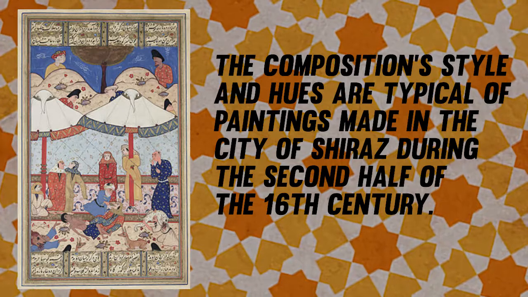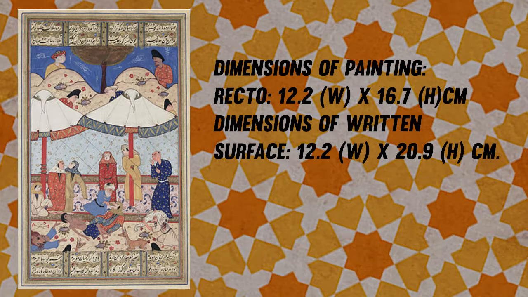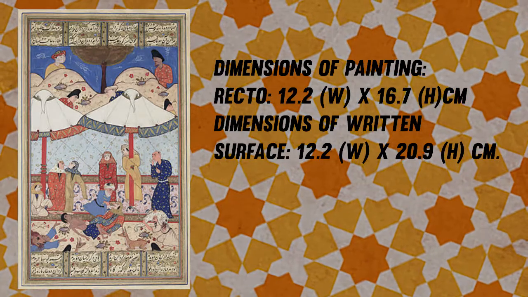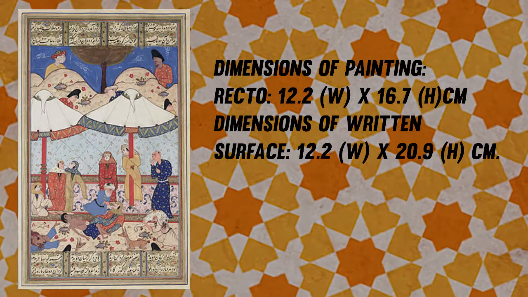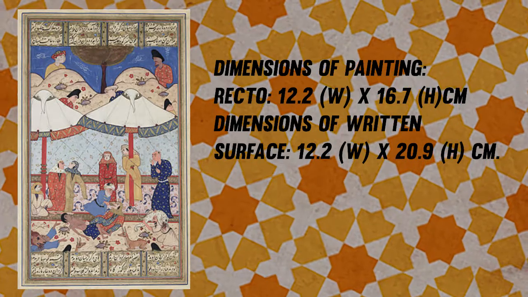During the second half of the 16th century, the dimension of the painting is 12.2 times 16.7 cm, followed by the dimension of the written surface, 12.2 times 20.9 cm.